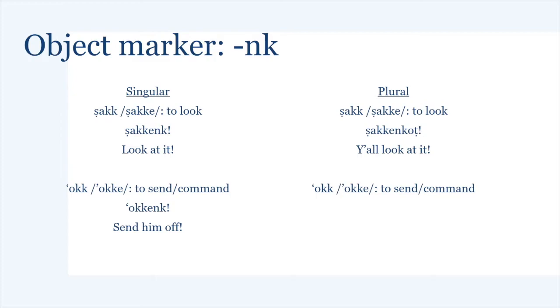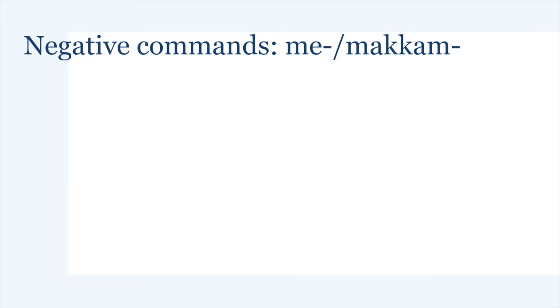Okenk. And if you want to tell a group of people to send someone off, you say okenkot. Okenkot. So hopefully you're getting the hang of this. That's just the beginning. So of course another form of commands is negative commands.